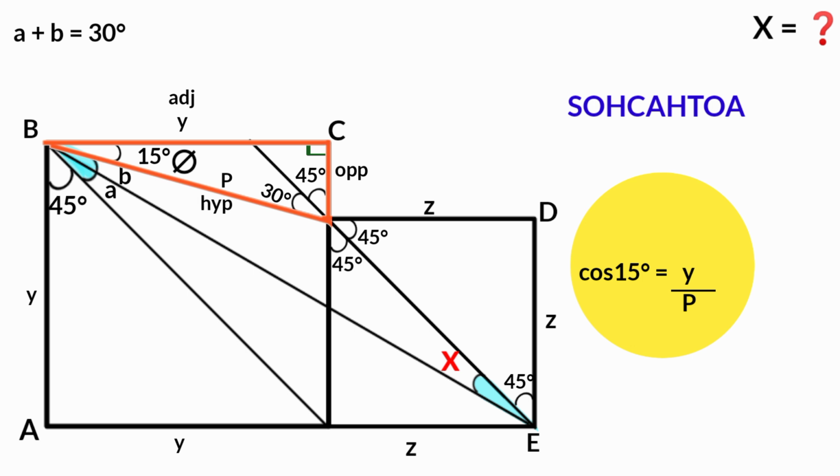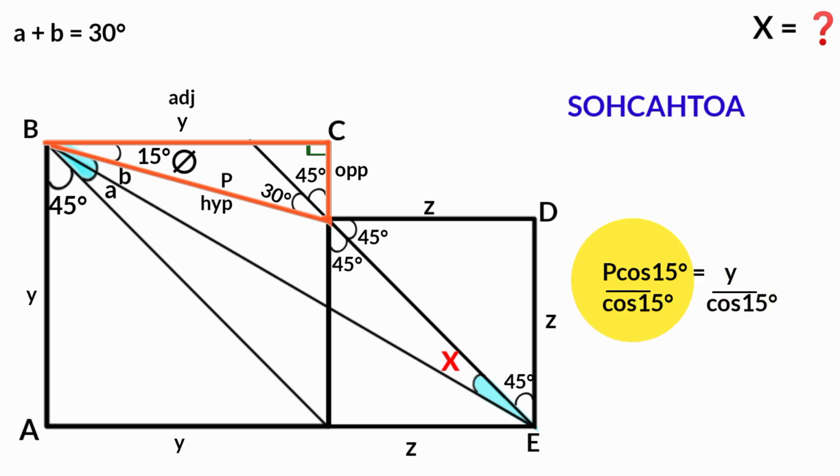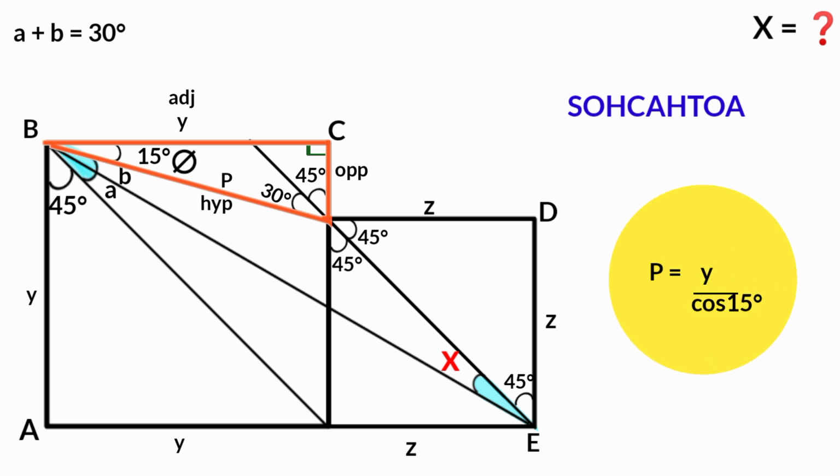Cos 15 degrees is the same as cos 15 degrees over 1. If you cross multiply, p times cos 15 degrees equals 1 times y. P times cos 15 degrees is p cos 15 degrees, and 1 times y is y. So p cos 15 degrees equals y. The next step is to divide both sides by cos 15 degrees. Here cos 15 degrees cancels cos 15 degrees. So p equals y over cos 15 degrees.